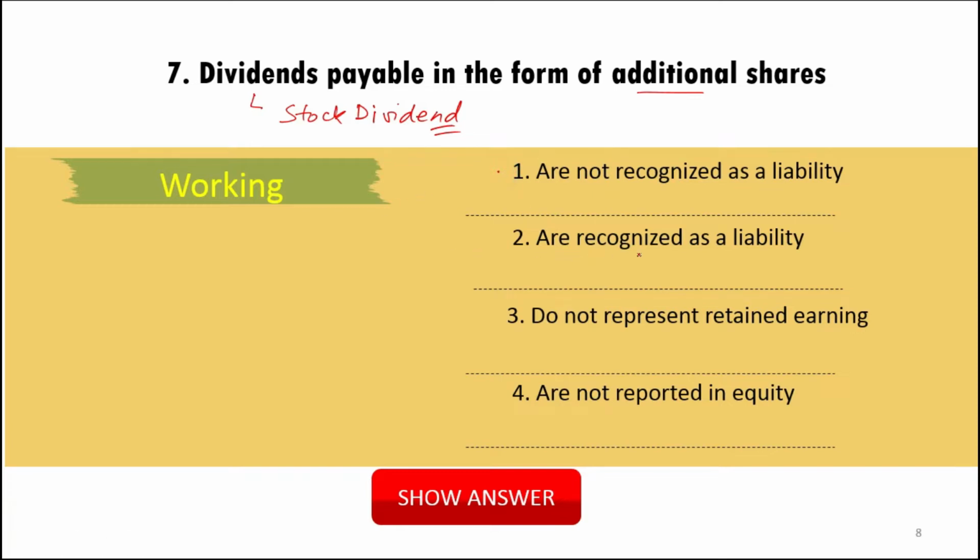Second option, are recognized as liability? No. Do not represent retained earning? Wrong, because stock dividend represents retained earning. With the stock dividend, your retained earning will increase. So it represents retained earnings. So option number 3 is wrong because it is written not represent. Are not reported in equity? It is reported in equity because if retained earning is increased, it will increase the equity. Okay, so it is reported. Option 1 is the correct one.